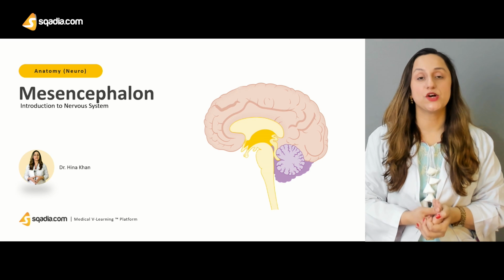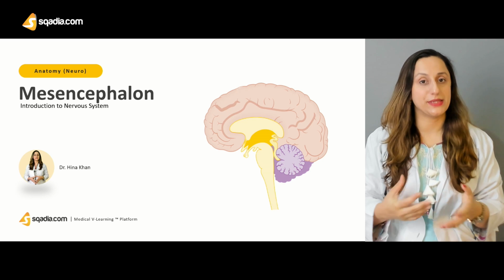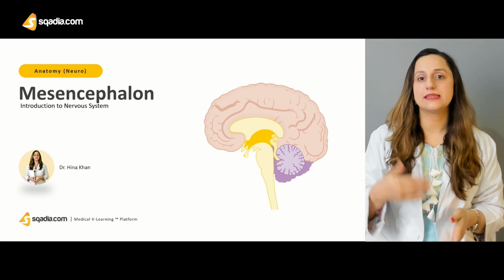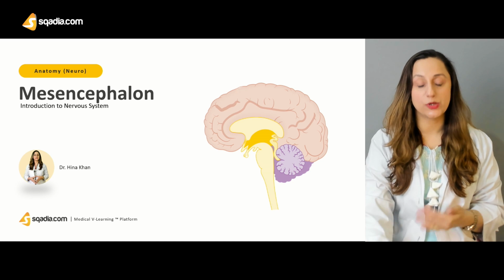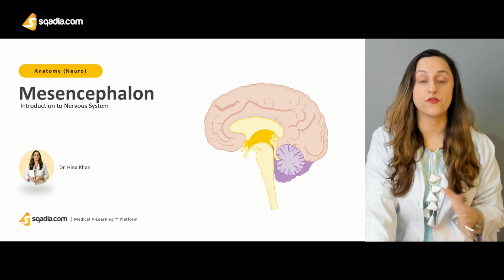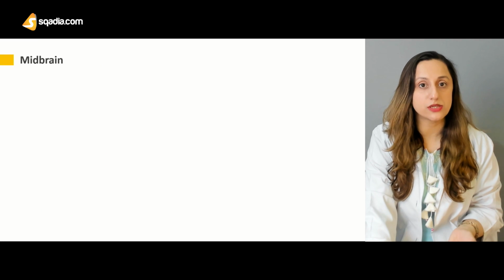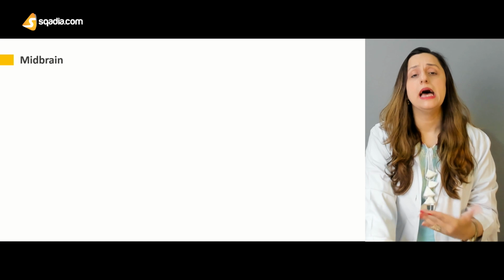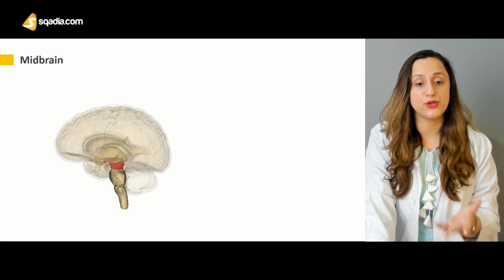So the terminology of mesencephalon is used for the midbrain. Now, the midbrain, the pons, and the medulla oblongata were collectively termed as the brainstem. So if we've already gone through this particular terminology, we would be using it again and again when we are explaining the neuroanatomy.